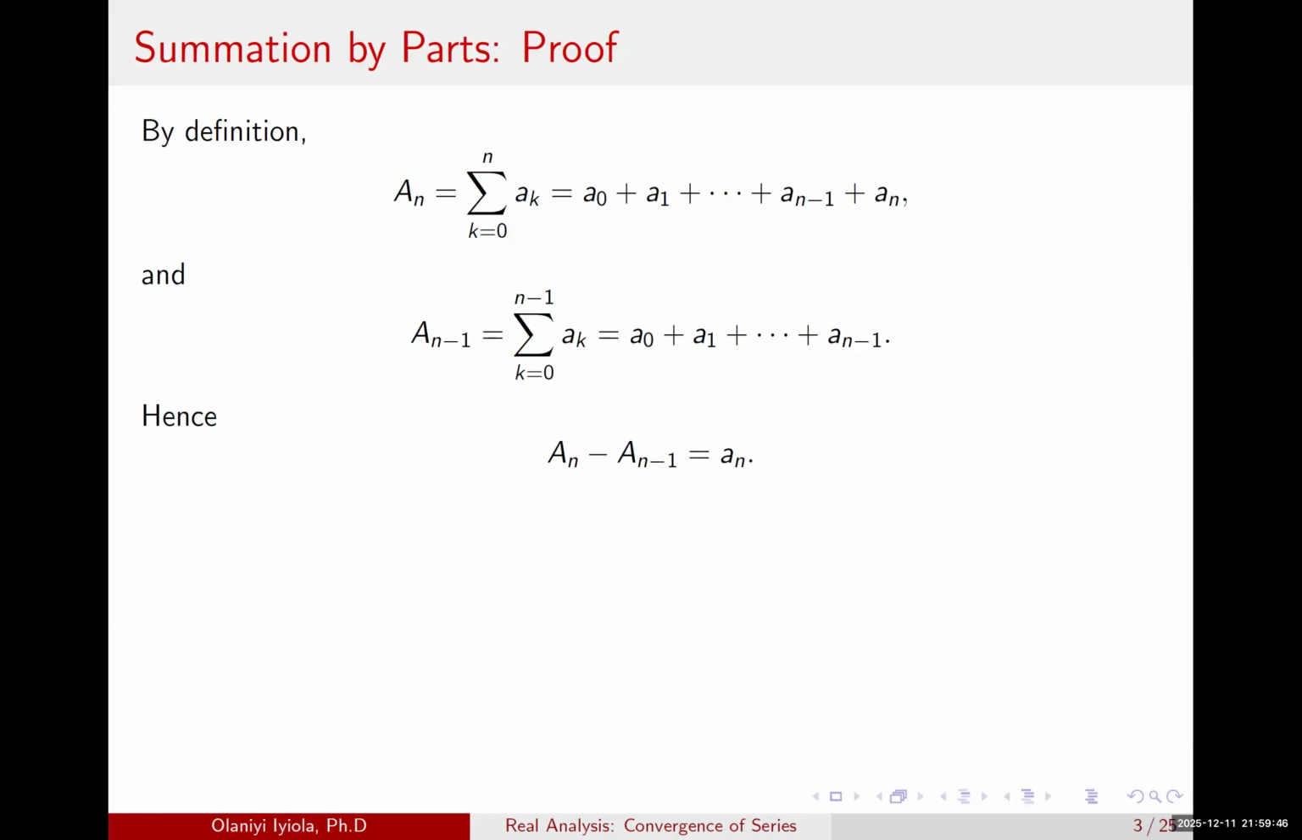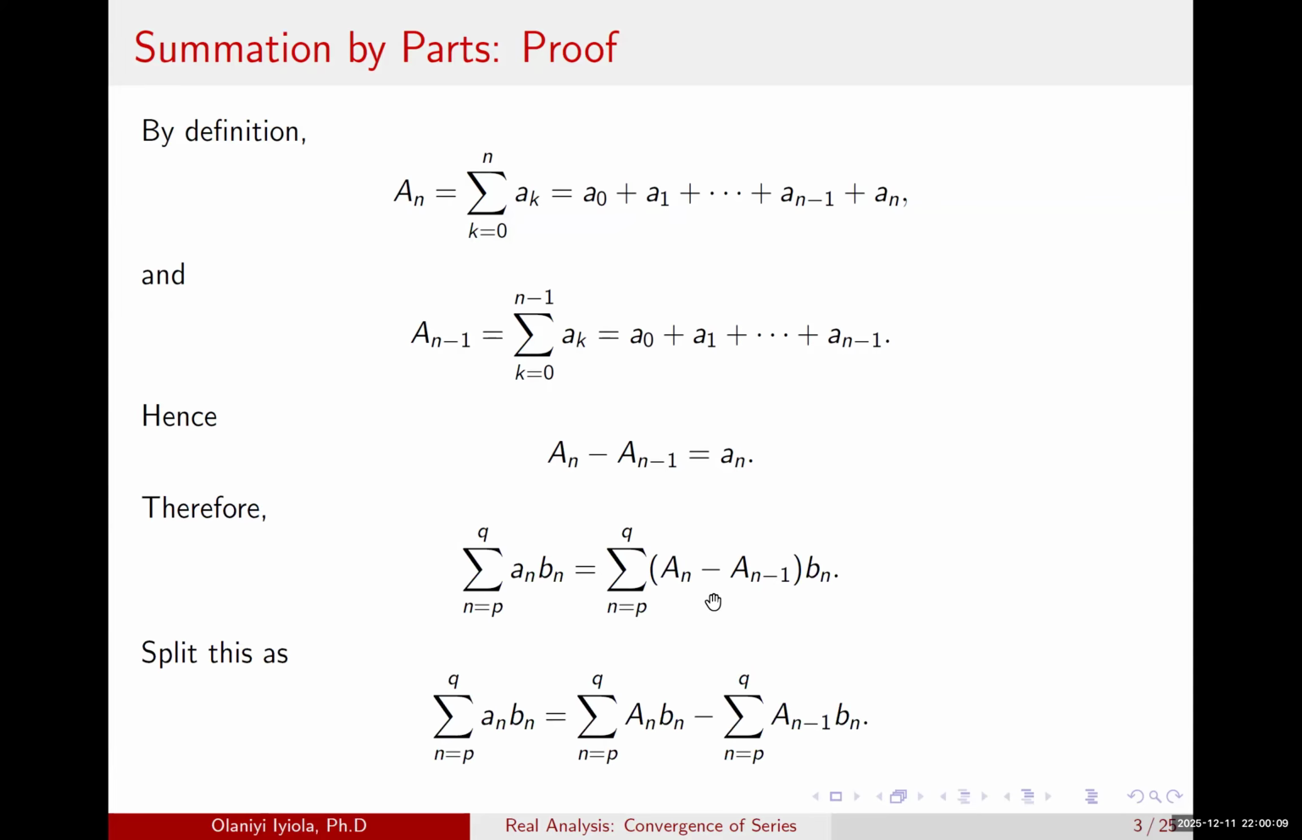If that is the case, I can go back to the sum. So the sum from n equals p to q of a_n b_n, all I am doing here is to replace little a_n by capital A_n minus A_{n-1}. So I'm just replacing what we derived here in this place. All right, so the next step is that I'm splitting the sum. So I open up the parentheses and I split the sum into two. Now I'm going to be looking at each of them separately.